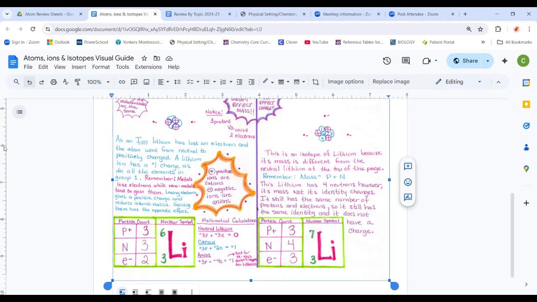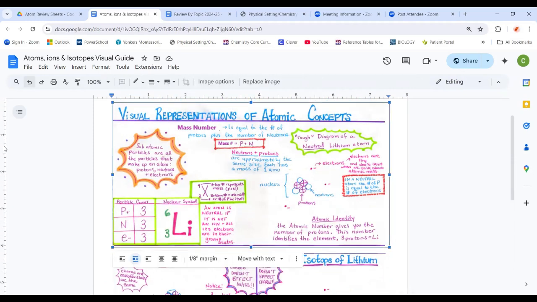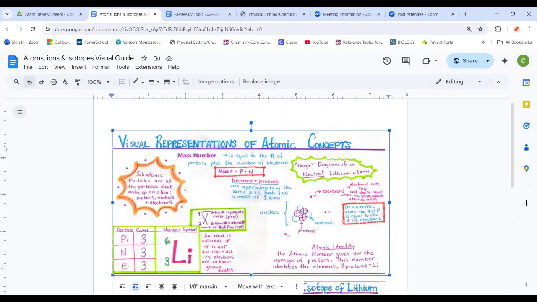So notice that in all 3 of my tables, what has never changed is my number of protons. And it can't really change because this atom is lithium, and what identifies it as lithium is its atomic number. All atoms of lithium must have 3 protons. Otherwise, it's not lithium, it's something else. Okay, that's a really important point that we have to make sure we nail home.